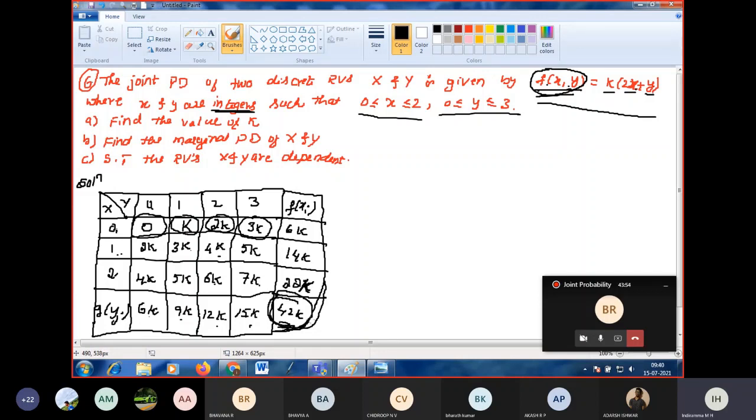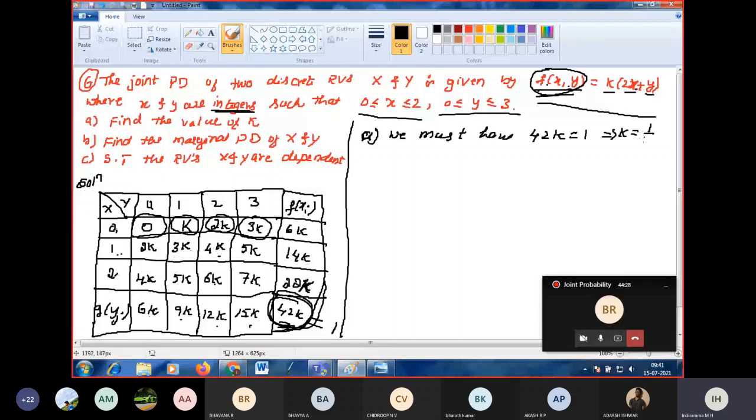1. Sum of the marginal values should be equal to 1. So we have to find the first question, that is to find k. So we must have 42k equal to 1. 42k is equal to 1. So this implies k is 1 by 42. So the first question is over.